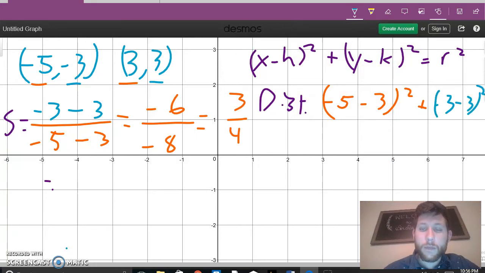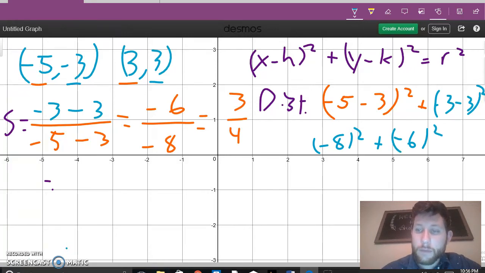Okay, and if we plug all this into our calculator, we end up getting something like (-8)² + (-6)². And remember, anytime we have these parentheses and a negative and squared, make sure you're typing the parentheses into your calculator. You're going to get the wrong answer. And you end up with 100 = r². And remember, we're going to take the square root there.